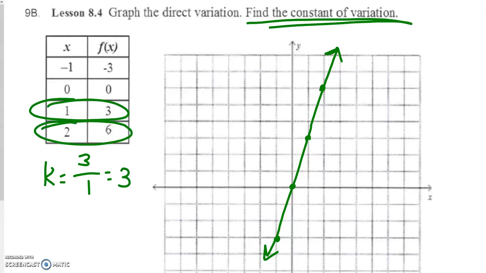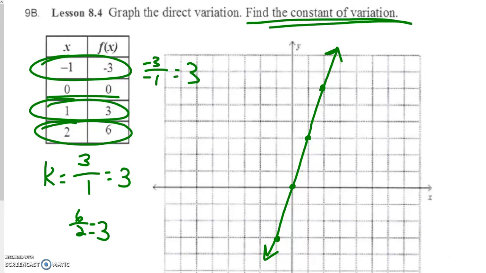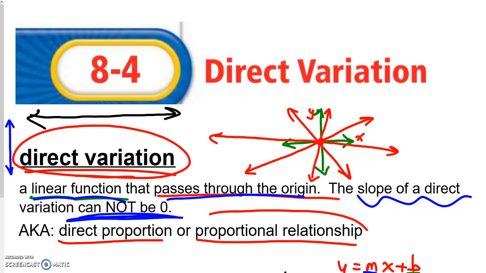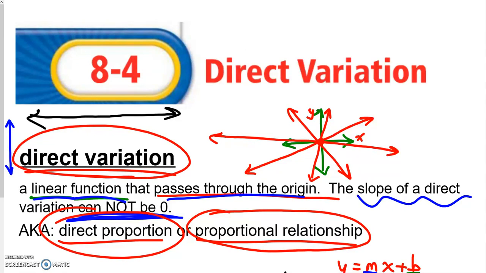Let's see if it works for this one. The slope would be 6/2. That's 3. Let's see if it works for this one. Slope would be -3/-1. That's +3. We get the same slope every time. The only time you can't do that, you can't use that shortcut with the origin. That's not going to do anything for you. Okay? Hopefully you understand a little bit about direct proportions today. Remember, direct proportions mean the same thing as direct variation, proportional relationship, direct proportion. It all means the same thing.